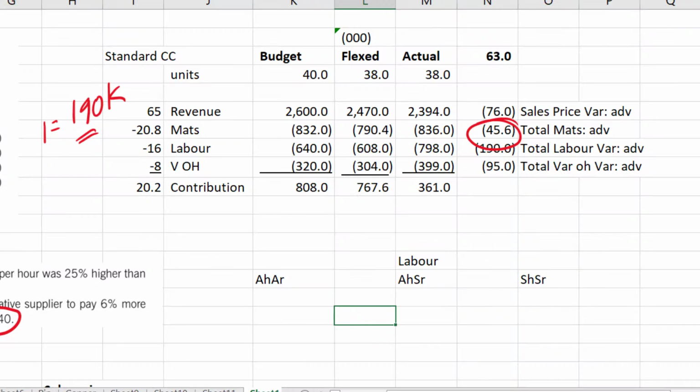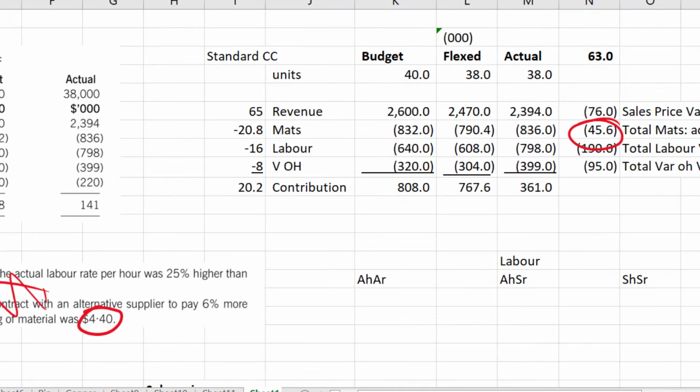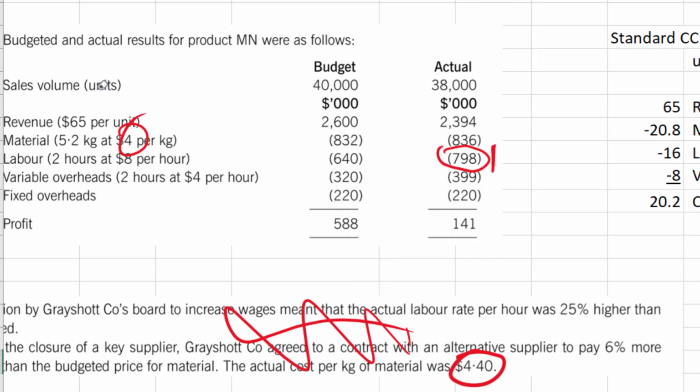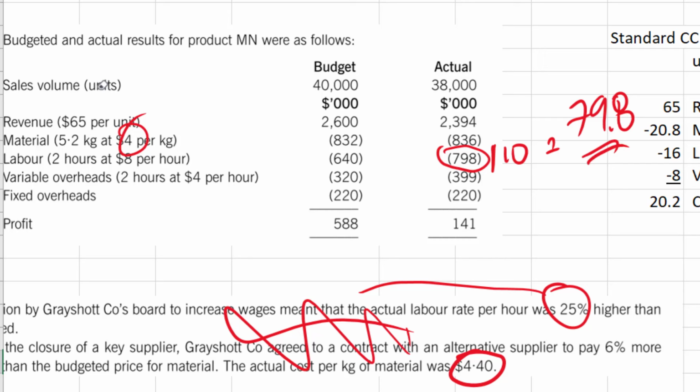All right, let's go together. Well, team, we got to get the actual hours. We're going to do that by finding the actual spend. And if we divide that by the cost per hour, which they said was 25% higher than the budget. So look at that. 8 times 1.25 is 10. And we get 79.8 for the actual hours.